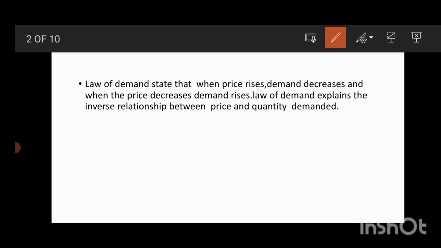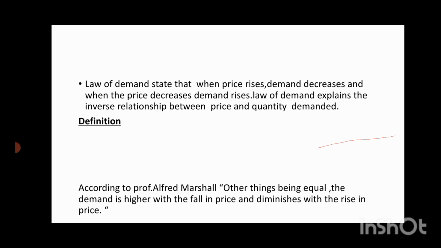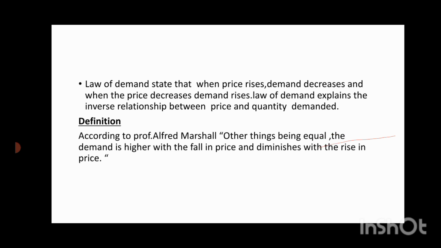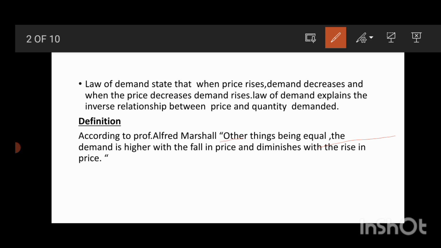Now, one of the definitions of the law of demand was given by Professor Alfred Marshall. So we will see that definition. Here Professor Alfred Marshall has said, other things remain equal. So what are these other things? For example, in the law of demand, other things means consumer income, technologies and many other things, that is, the things which affect the demand of the commodity apart from price. All those things remain equal or constant.